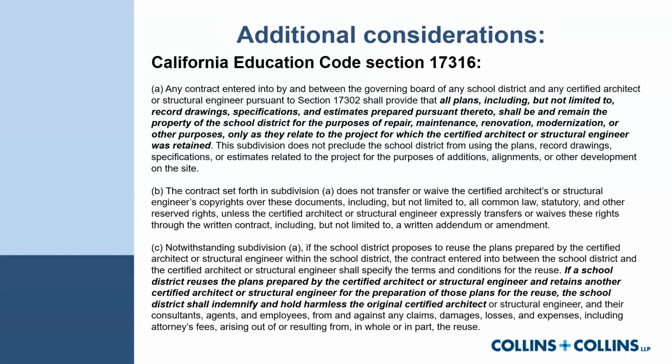Some additional considerations are two statutes that we're going to cover here. Education Code Section 17316, and this is a lot of text, but the key language here is that any contract with an architect is going to provide, or shall provide, that all plans, including but not limited to the drawings, specifications, estimates, shall be and remain the property of the school district for purposes of repair, maintenance, renovation, modernization, or other purposes. Keep in mind, however, Section B, which says that it doesn't transfer or waive the architect or structural engineer's copyright over the documents, unless, of course, they explicitly decide to do so.